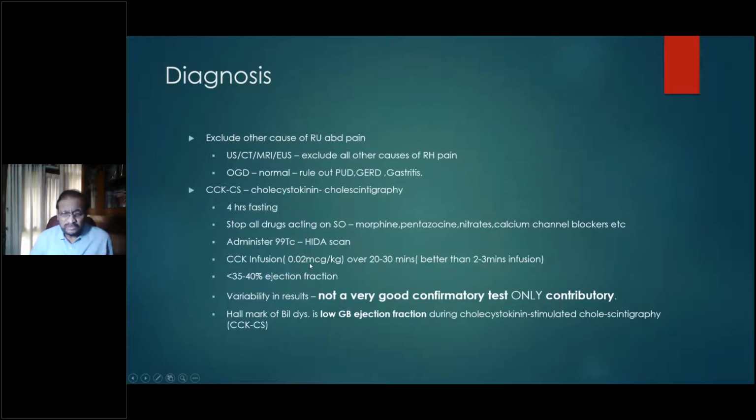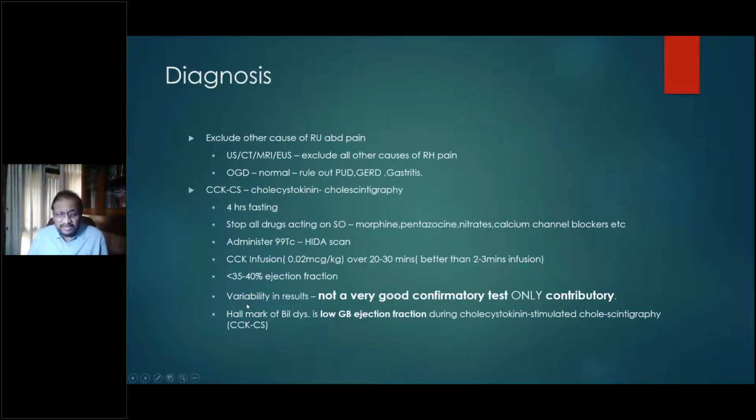Then CCK infusion over 20-30 minutes. Now, CCK can be given either as a 2 to 3 minutes infusion or a 20-30 minutes infusion. The 2 to 3 minutes infusion is probably not as good. Why? It sets up a lot of abdominal cramps and the patient is so discomforted that now everybody accepts that this should be administered as a 20-30 minutes infusion. And then what are you demonstrating? You're demonstrating a less than 35 to 40% ejection fraction after about 20-30 minutes of infusion. And if that is there, that is good.